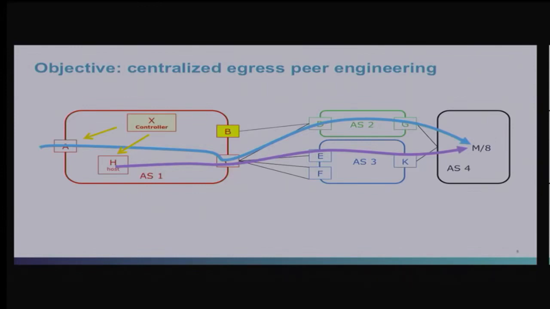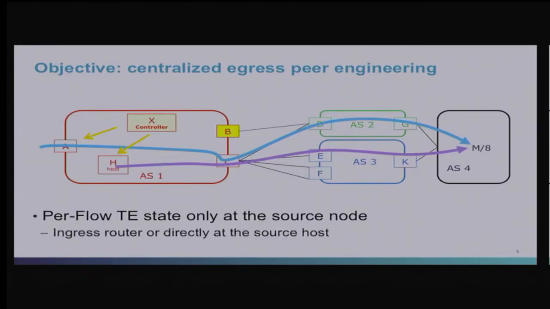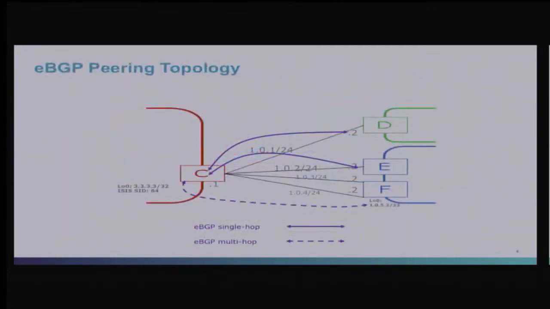So that's the goal, and one constraint we want to put is that this traffic engineering policy must be programmed by injecting state only at the ingress border router or at the source content host. So the per flow state is only at the ingress border router or at the host. Nowhere else in the network. How do we realize this?